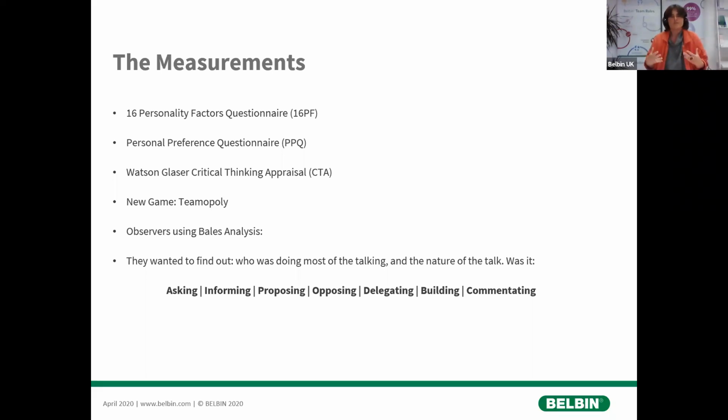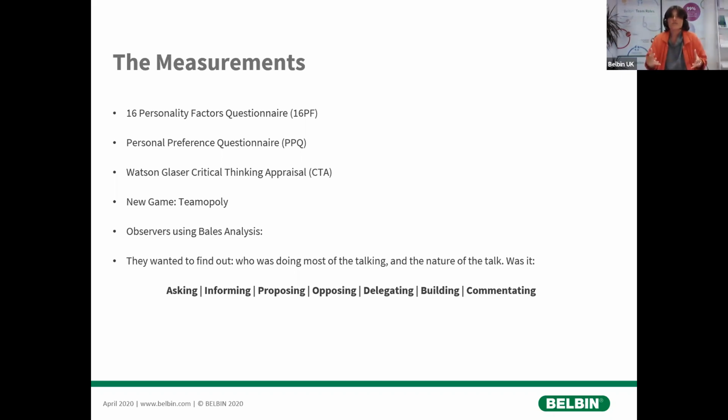They also used something called Bayes analysis, and this was really crucial. When these exercises were taking place, people were asked to observe every half minute, every 30 seconds, what was going on. They wanted to find out who was doing the talking, but also the nature of the talking as well. Were people asking? Were they informing, proposing, opposing? Were they delegating? Was it more of a building communication, or were they commentating?